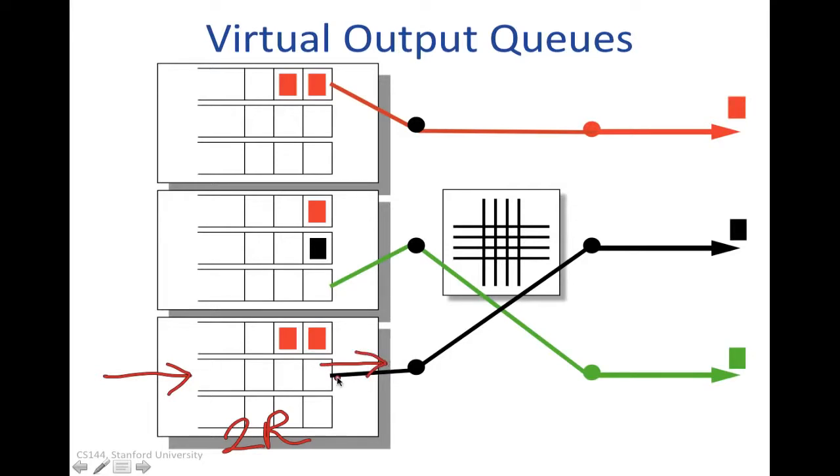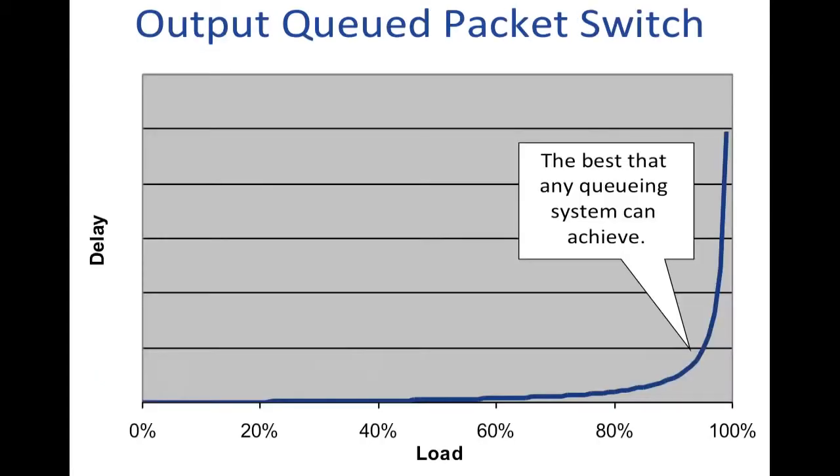And we're able to sustain the same throughput performance as before. Just to look at this on a graph, we often see graphs that look like this. This is a plot of the delay, or the average delay that a packet would experience, as a function of the load. This is basically how busy the ingress lines are. The best that any queuing system can achieve is this line here.